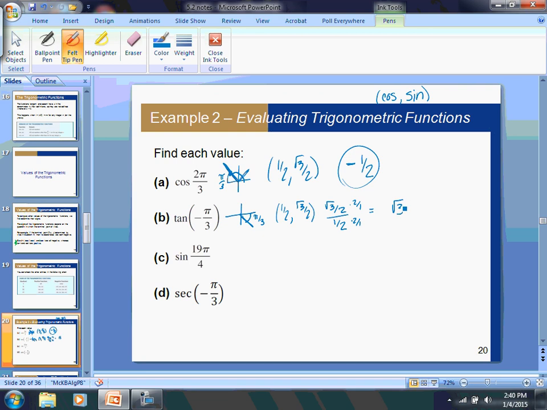Now I have to think of my signs for the fourth quadrant, okay? Because negative pi over 3 was in the fourth quadrant. So when you're in the fourth quadrant, you're positive, negative for your ordered pair. So the 1/2 would be positive, but the square root 3 over 2 would be negative. So I need that negative to carry through there. So I'm going to get negative square root of 3.